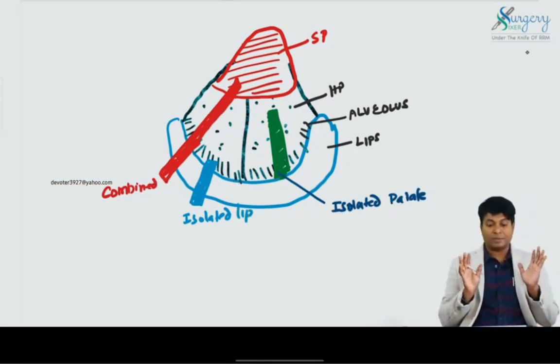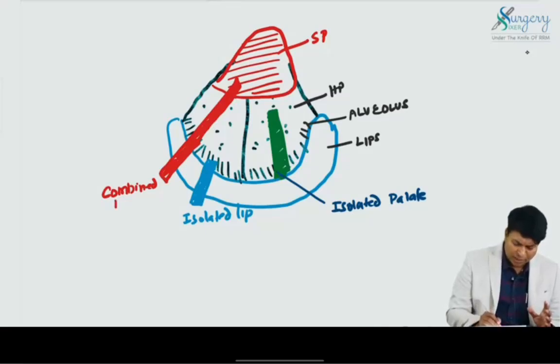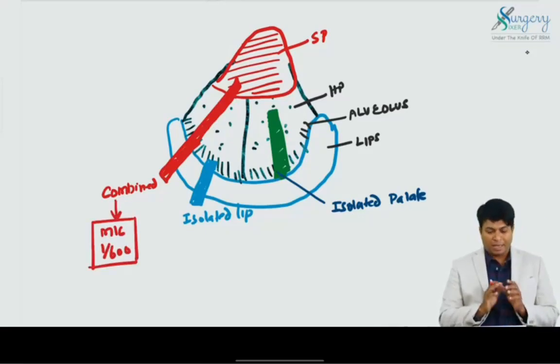So which is common among these? That's the question. Combined is more common. Please don't forget, combined is the most common. It is seen in 1 in 600 newborn babies. Combined cleft lip and cleft palate.